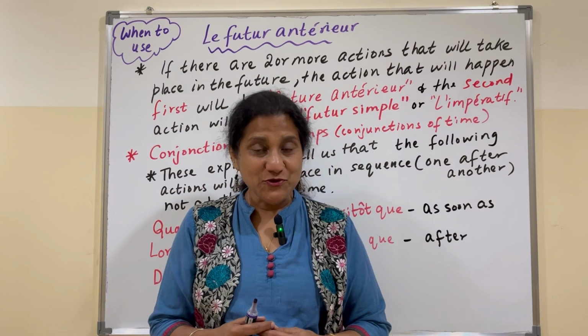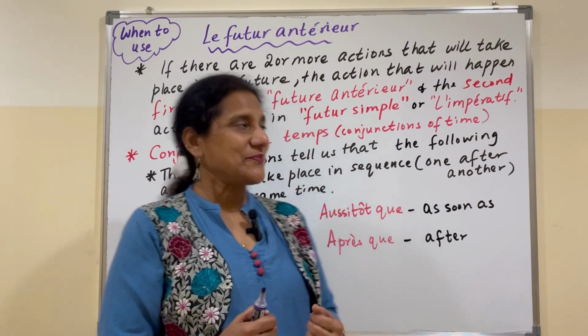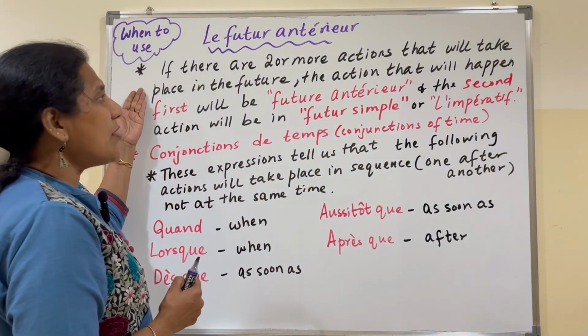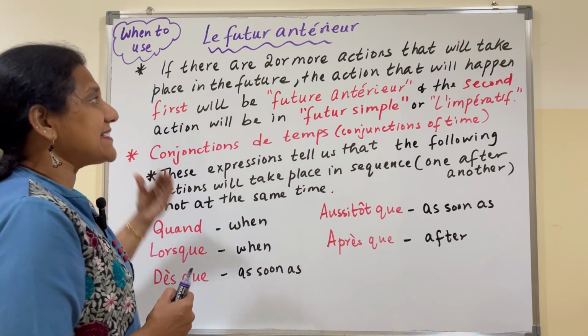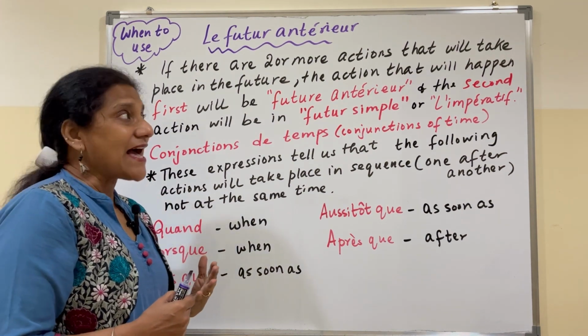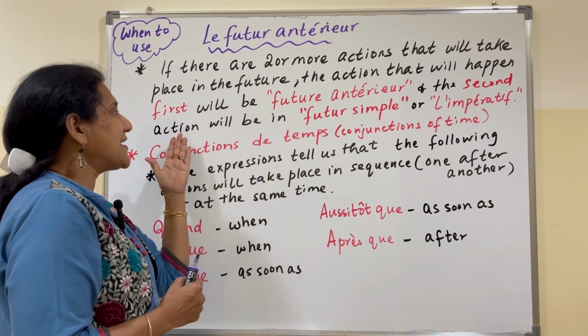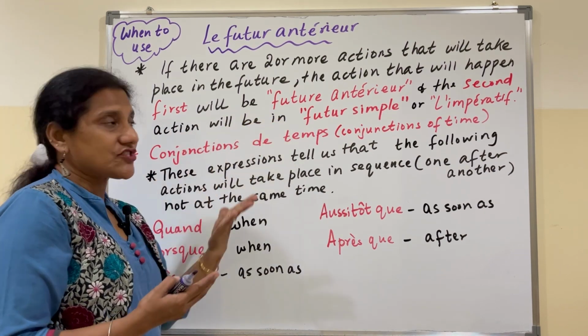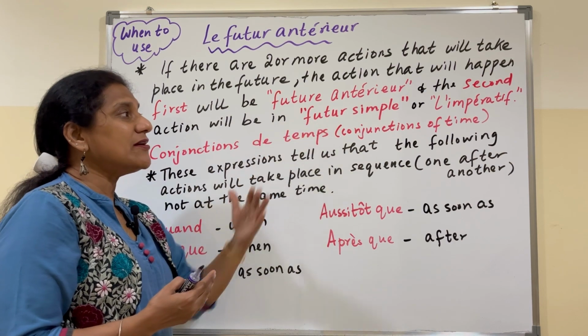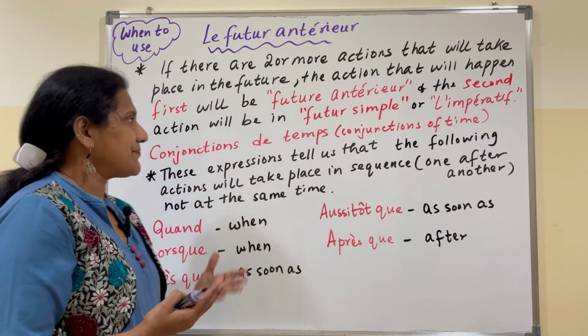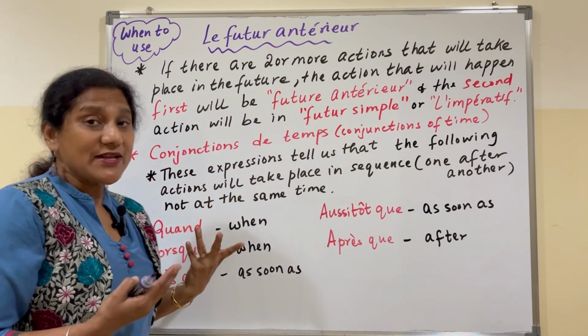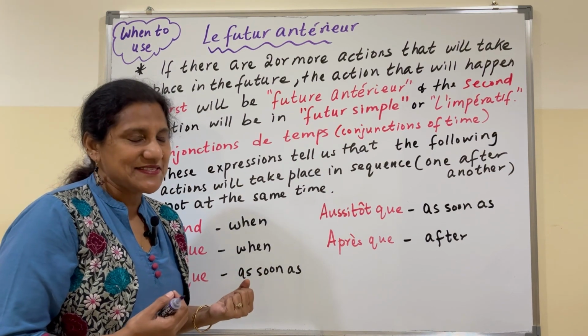Let's see when to use futur antérieur. If there are two or more actions that will take place in the future, the action that will happen first will be futur antérieur and the second action or actions will be in futur simple or l'impératif. So, once we do some examples, you'll understand this better.